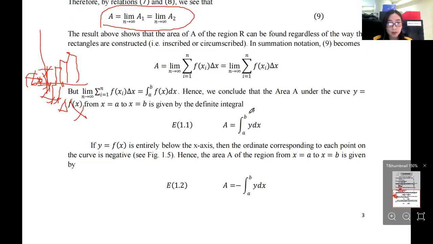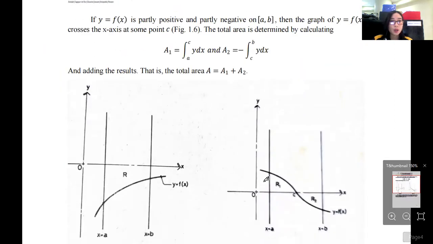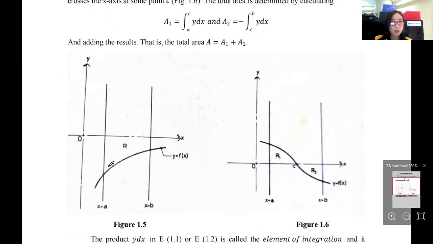Okay, so now this is our definite integral form. So if y equals f of x is entirely below the x-axis, then the ordinate corresponding to each point on the curve is negative, kung ang area nato is under x-axis. Hence, the area A of the region from x equals a to b is given by A equals negative integral of y dx from a to b. Okay? Kung below x-axis, such as this one, meaning sa figure 1.5.